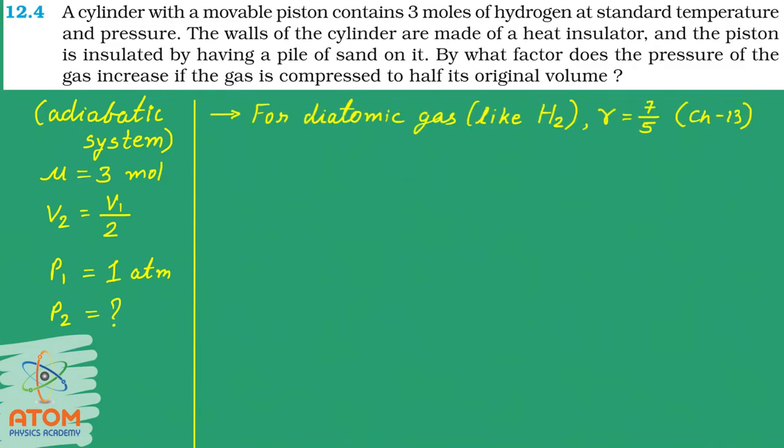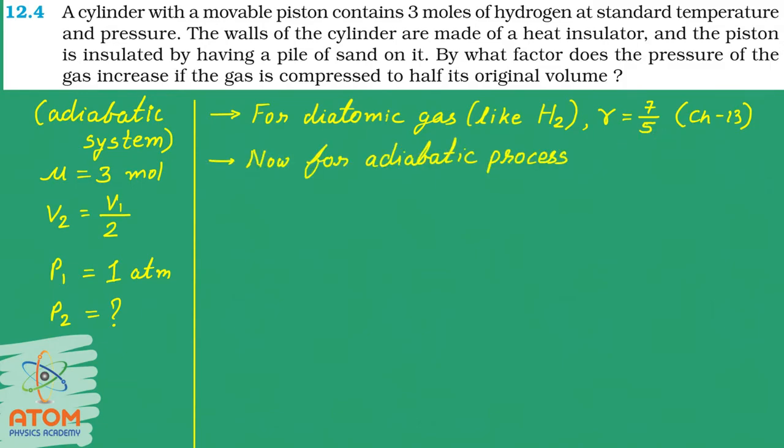Now before we move forward, you have to understand one thing, that for diatomic gases like hydrogen, nitrogen and so on, gamma is 7 by 5. Now this comes from chapter 13. Why is gamma 7 by 5? That is given in chapter 13, that is KTG, kinetic theory of gases. So here you have to just remember this value, that gamma will be 7 by 5.